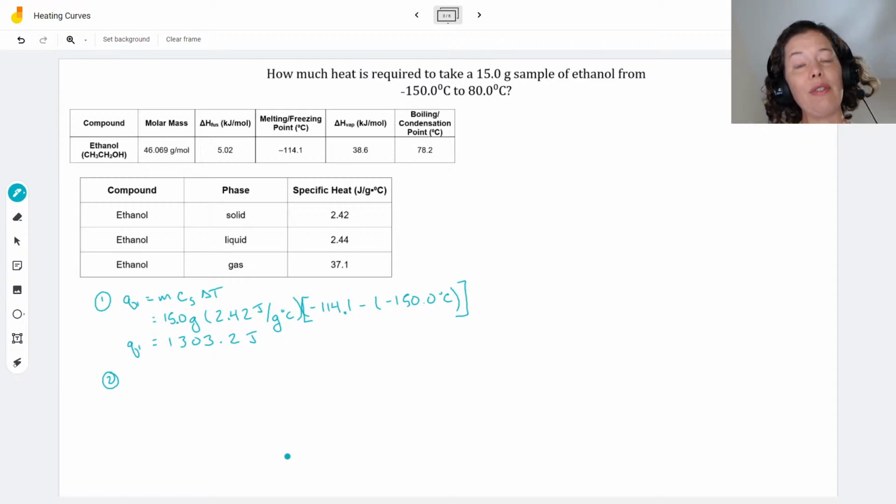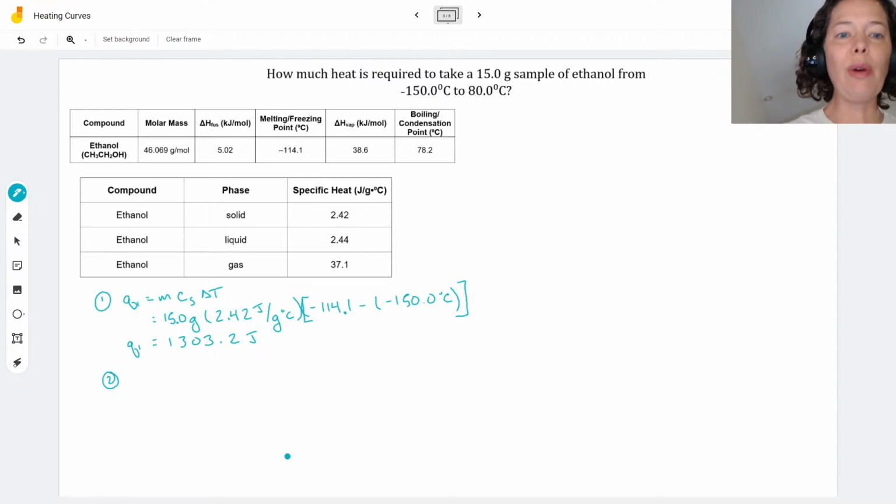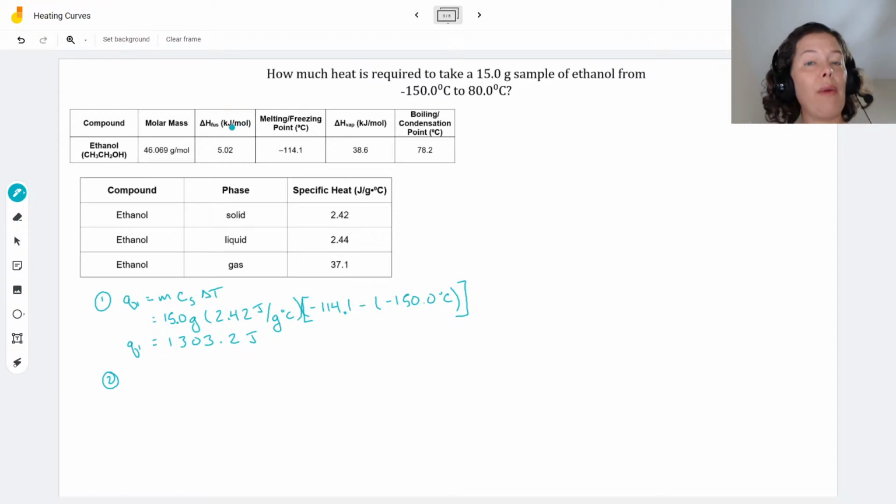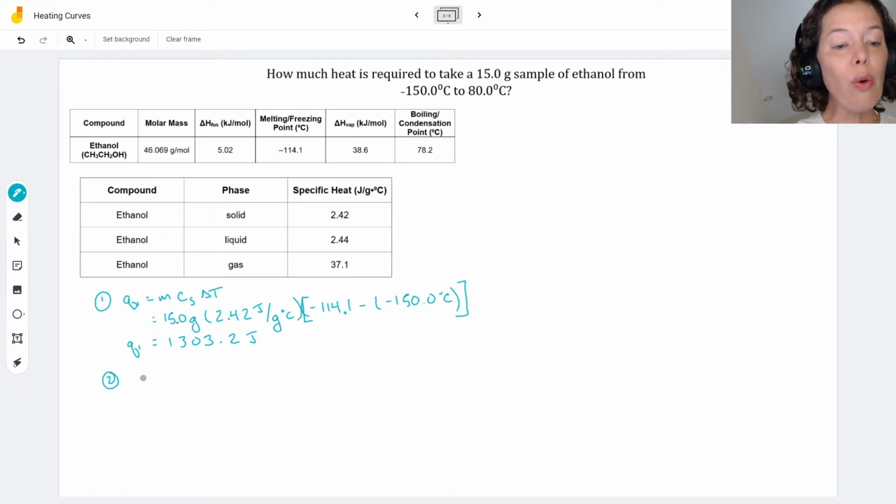So in this case, for the phase change, we need the heat of fusion. And we do have that. You can see we have the heat of fusion right here. And see how the units are in kilojoules per mole. This is why we multiply by mole. So my equation is going to be Q2, because this is my second step. My number of moles times my enthalpy of fusion.